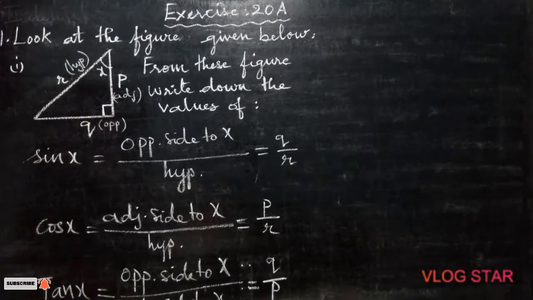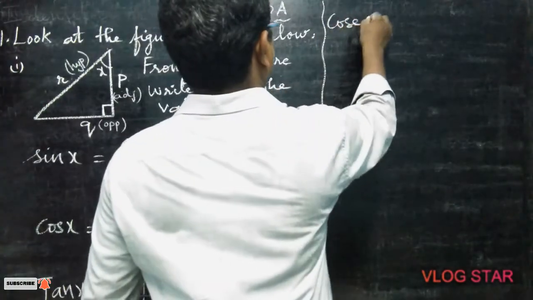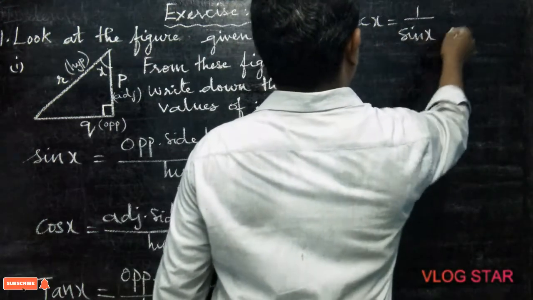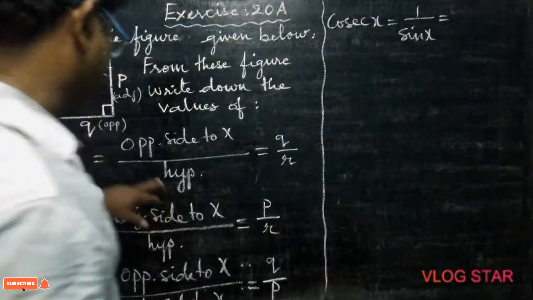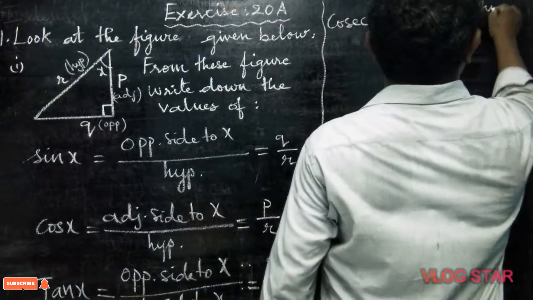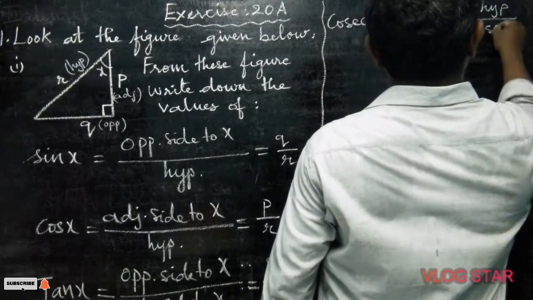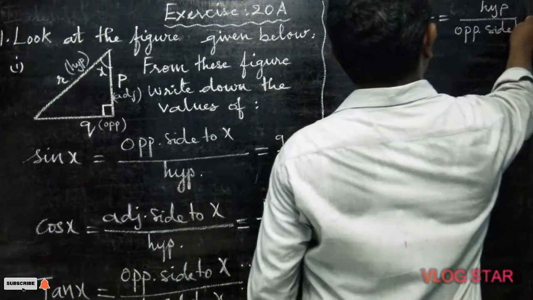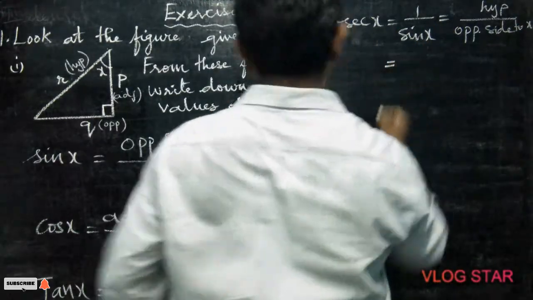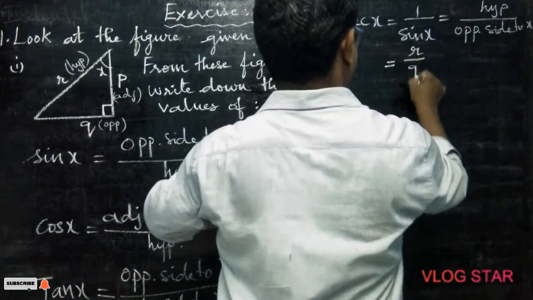Sine, cos, tan. Next one is what? Cosecant, secant, cot. So cosecant x means 1 by sin x. What is cosecant? I told you, reciprocal. Hypotenuse by opposite. So hypotenuse by opposite side to x. So what is that value? R by Q. R by Q.